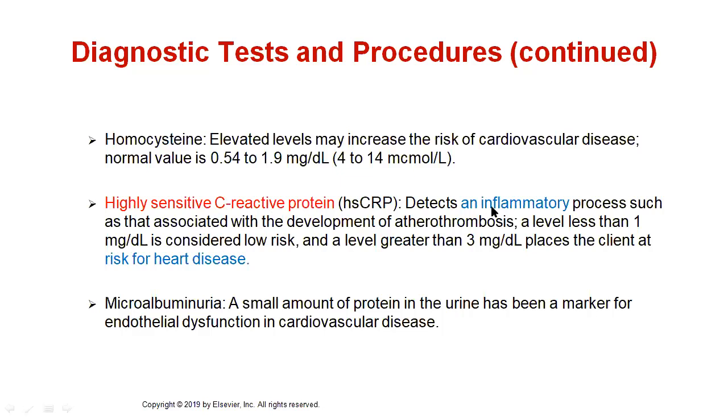So here we go. If the C-reactive protein level is less than 1 milligram per DL, it is considered low risk. If the C-reactive protein level is greater than 3 milligram per DL, the patient is at risk of heart disease.